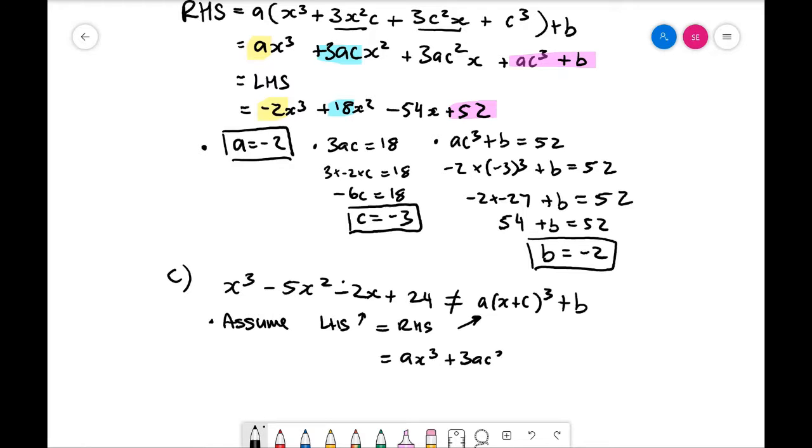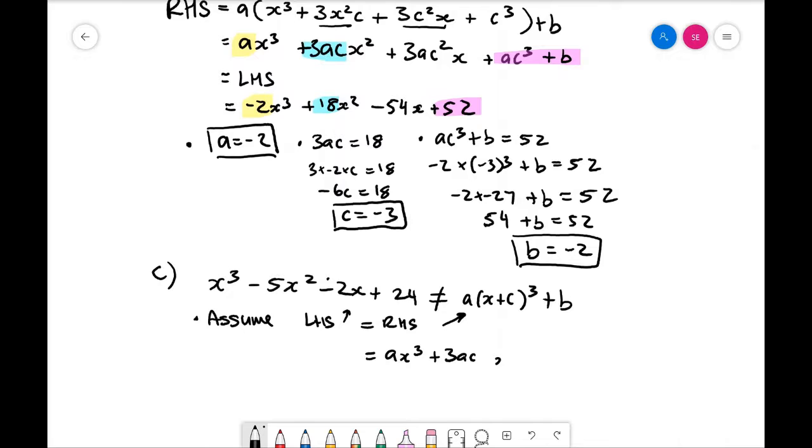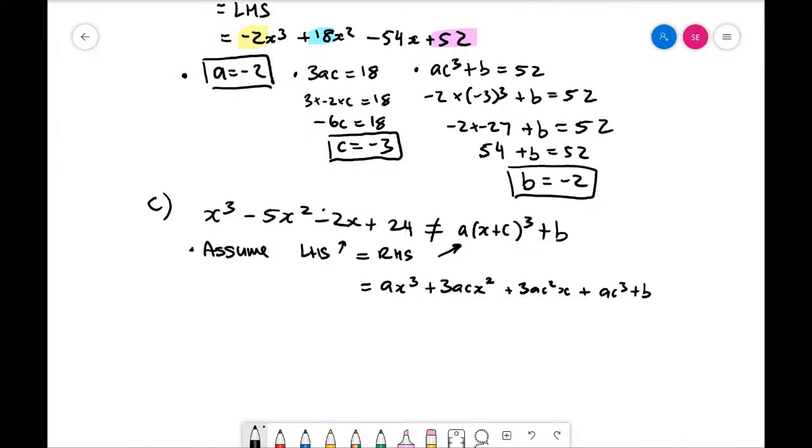So basically we're saying it is true. The left-hand side can equal the right-hand side. Now, if we equate coefficients again, we'll see that the coefficient of x cubed is 1, and it's a. So we've got a is equal to 1. So if the left-hand side equals the right-hand side, then a will equal 1.